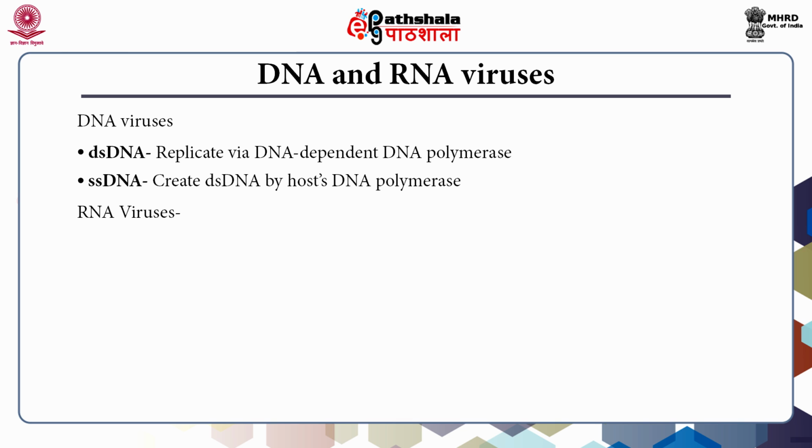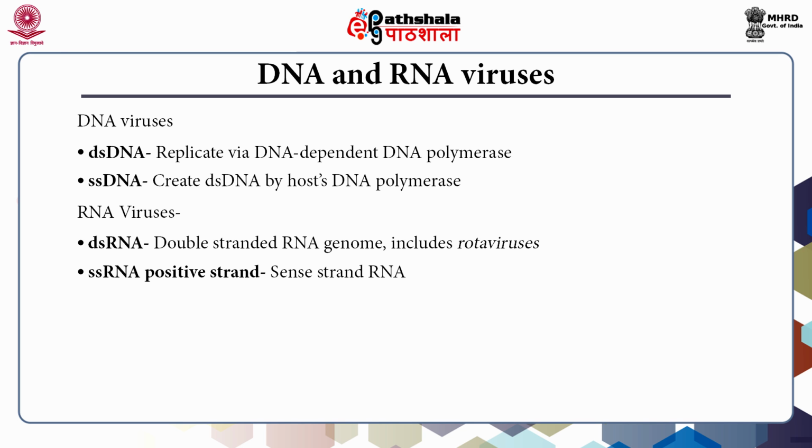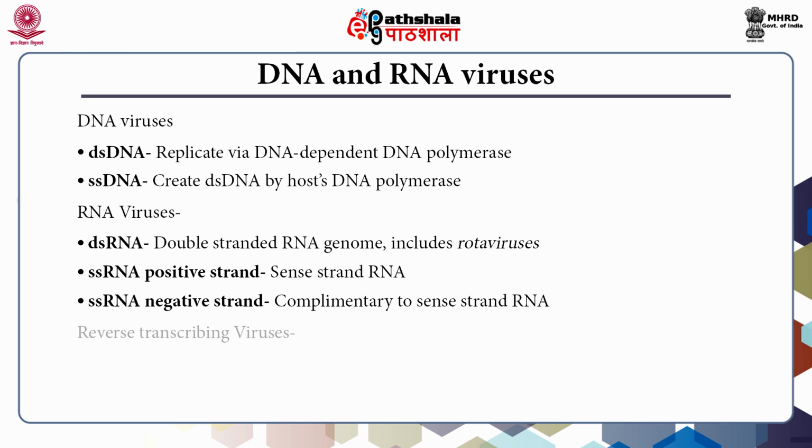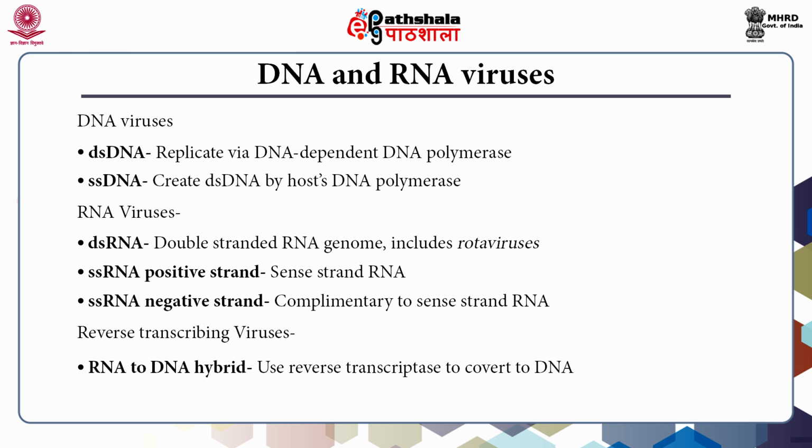Second class, the RNA viruses. They can be double-stranded RNA virus where a double-stranded RNA genome is found. This includes rotaviruses. Then single-stranded RNA positive strand, which is called sense strand RNA, that kind of virus, or single-strand RNA negative strand, which is complementary to sense strand RNA, or reverse transcribing viruses. Here the reverse transcribing viruses can transcribe RNA to DNA hybrid and use reverse transcriptase. Then DNA to RNA hybrid where replication is by a DNA intermediate.